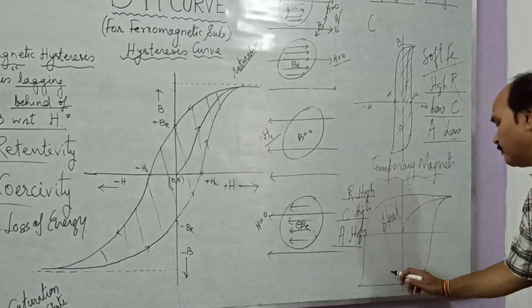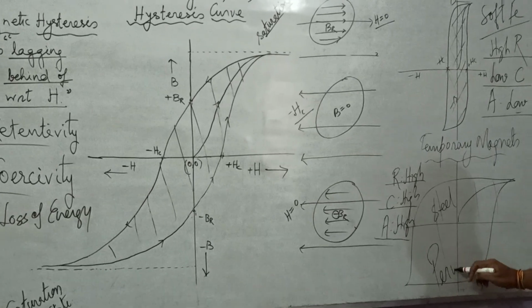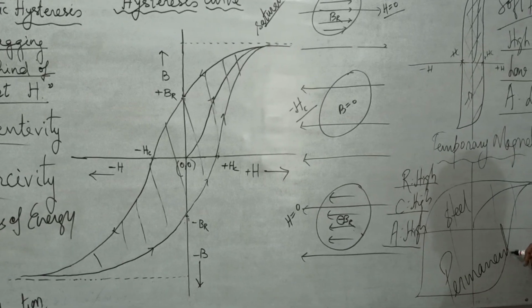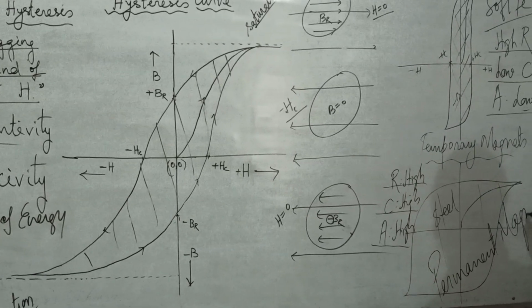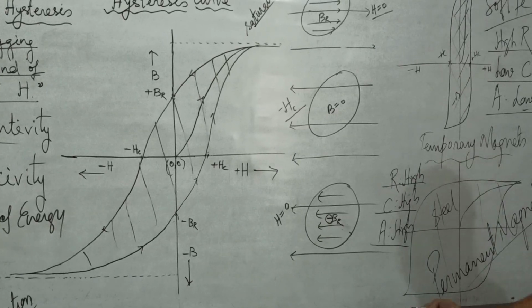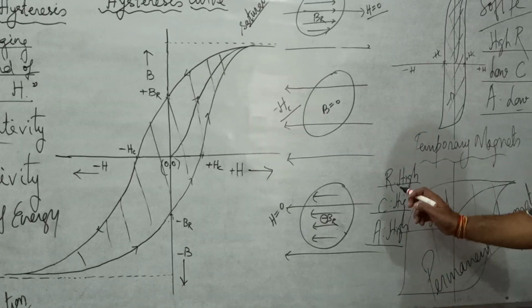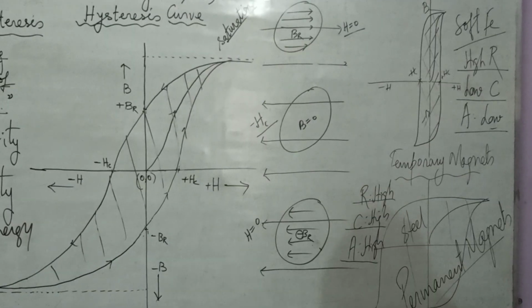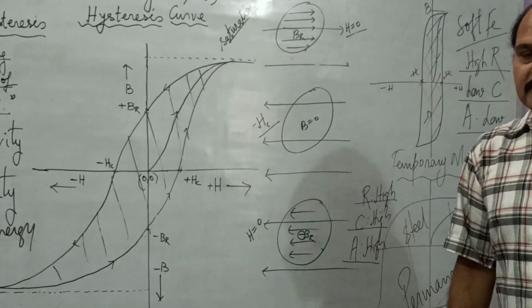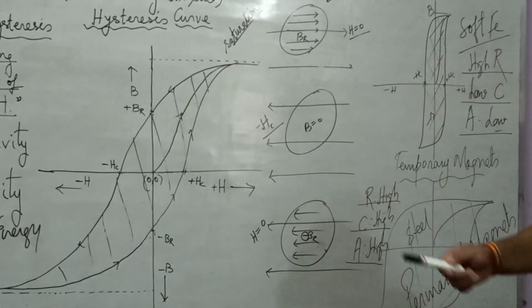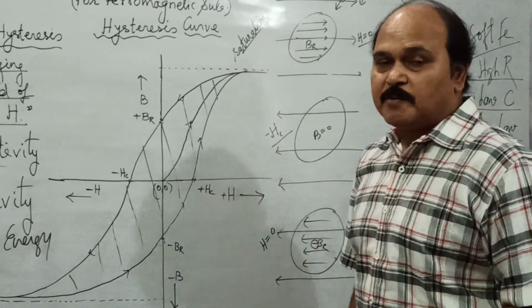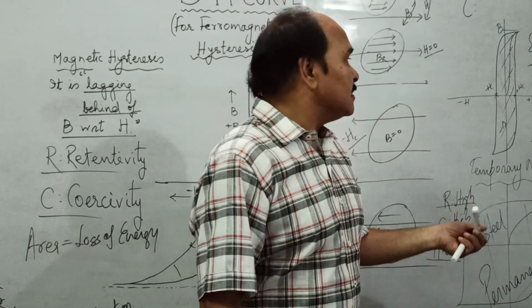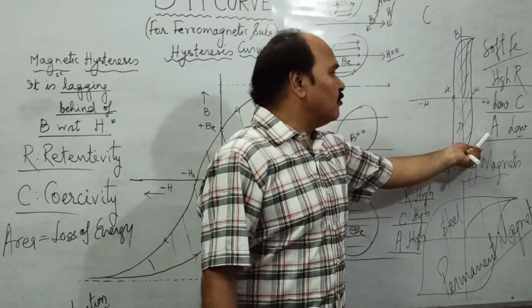Therefore, steel is used to make what? Permanent magnets. Steel is used to make permanent magnets because of the fact that it has high retentivity, high coercivity, and a large value of area enclosed within the BH curve, whereas soft iron is used to make temporary magnets because it has low coercivity and low area enclosed.